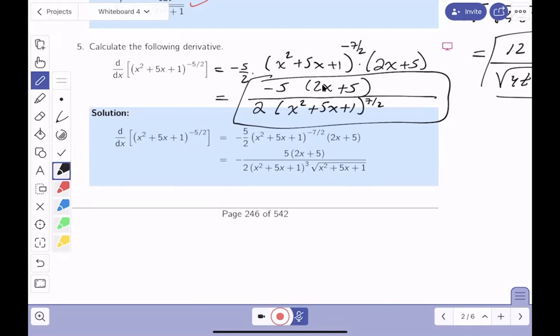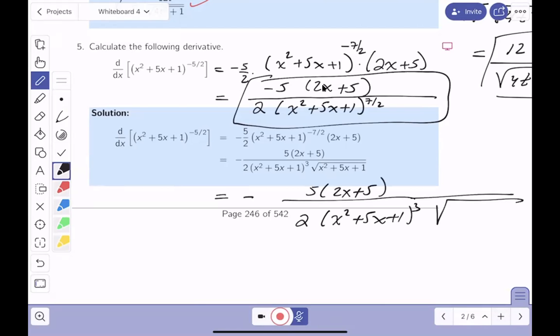So what did they do? They rewrote it. I'll write this as minus 5 times (2x + 5). And on the bottom, what do I get? Well, I get 2. And remember, I said it's 3 1/2. So it's going to be (x² + 5x + 1) to the 3, and there's a half a factor left over, which is going to be the root of x² + 5x + 1. Oops. And I do see that. I see that answer over here.